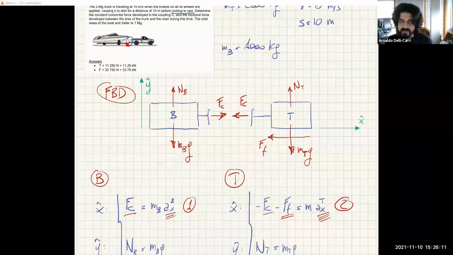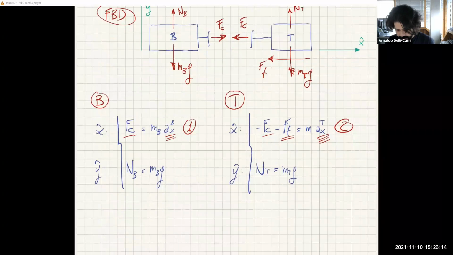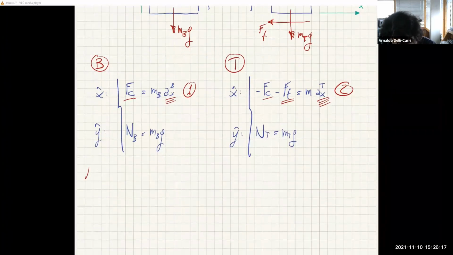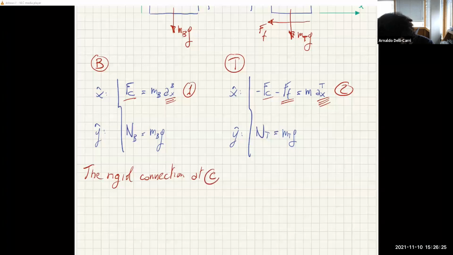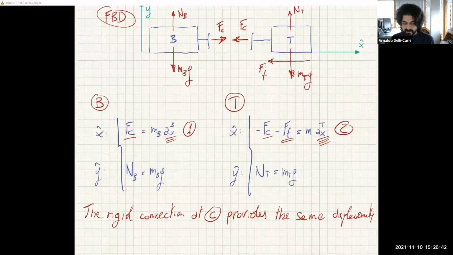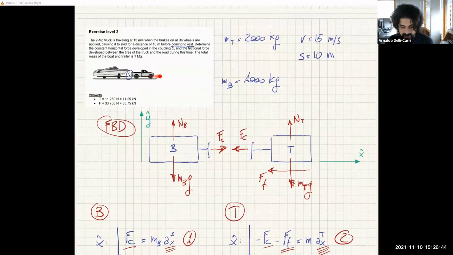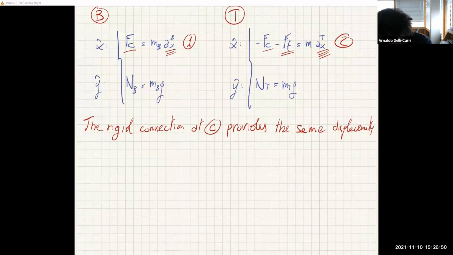Now, these ones are rigidly attached. Now, the rigid connection at C provides the same displacement. Agreed? Because if the truck moves 1 meter, this boat moves 1 meter. So the same displacements.